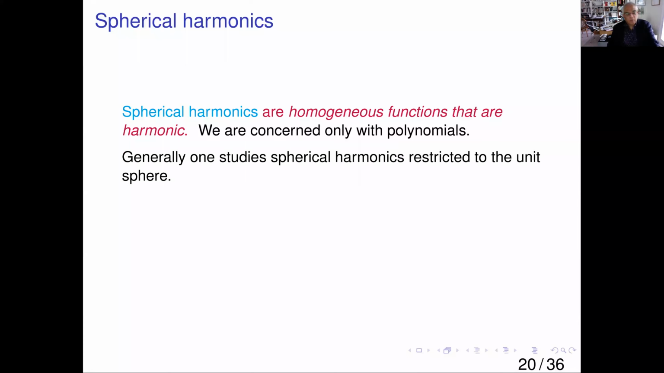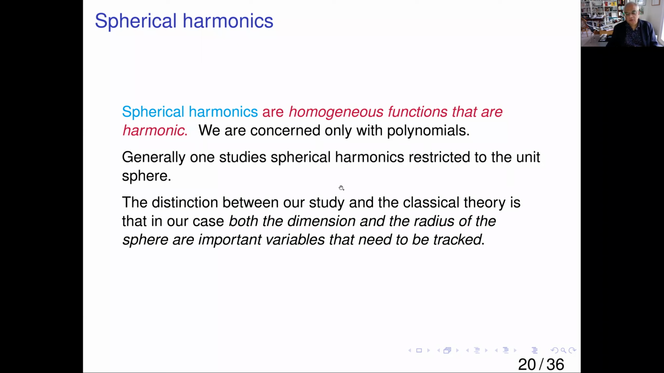Often one considers spherical harmonics on a fixed sphere, typically the unit sphere. The idea is, look, it's homogeneous, so why bother studying it on another sphere? You fix a sphere of unit radius, and everything else you obtain by scaling. But remember, in our context, ultimately the radius is square root of n, and so it changes with the dimension. So we do want to keep track of the radius. That's what I've said here. The distinction between our study and the classical theory is that in our case, both the dimension and the radius of the sphere are important and need to be tracked. So we don't restrict to the unit sphere.